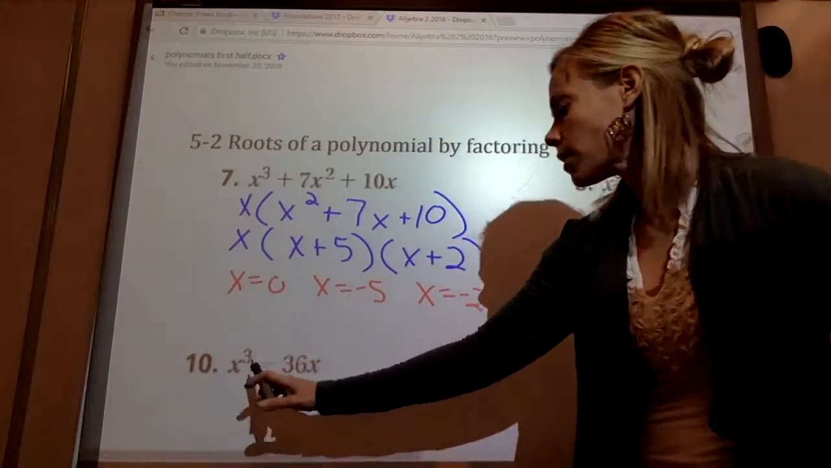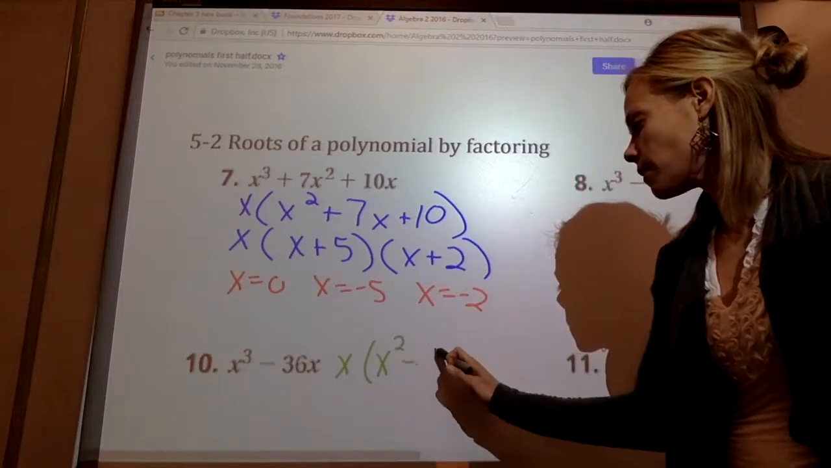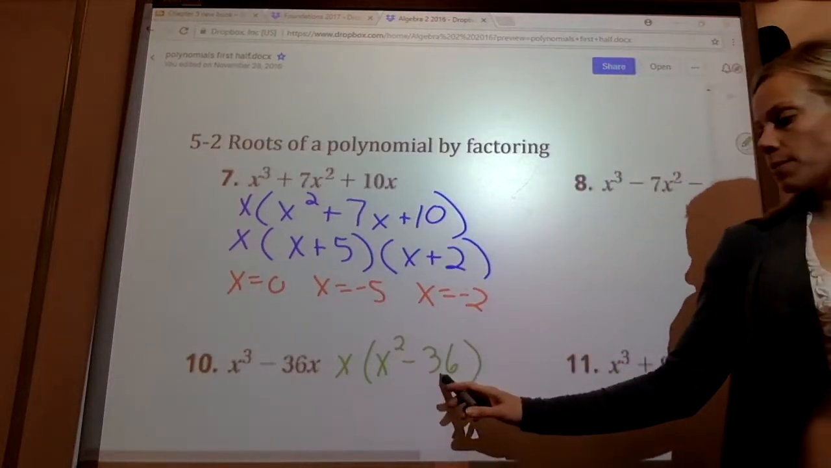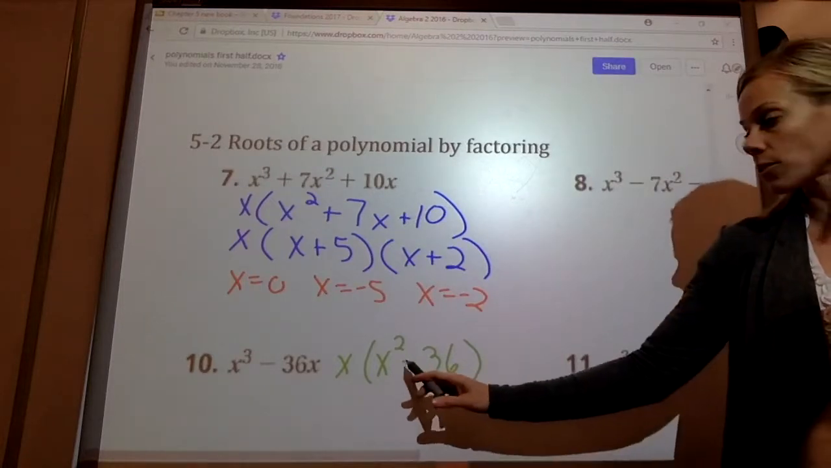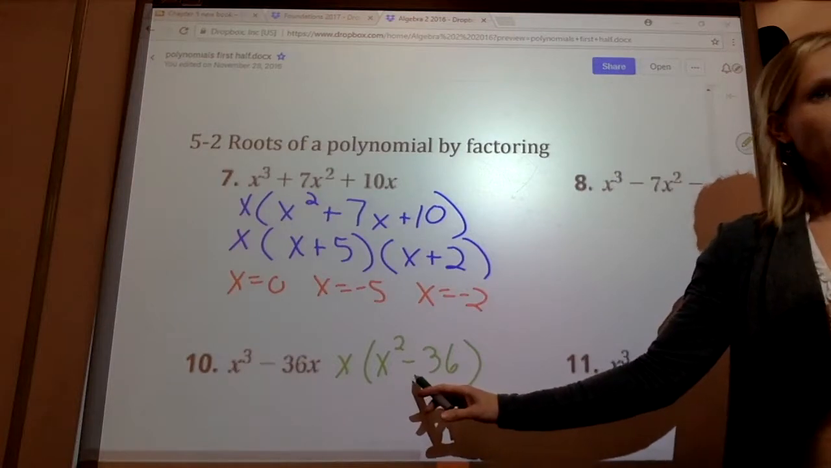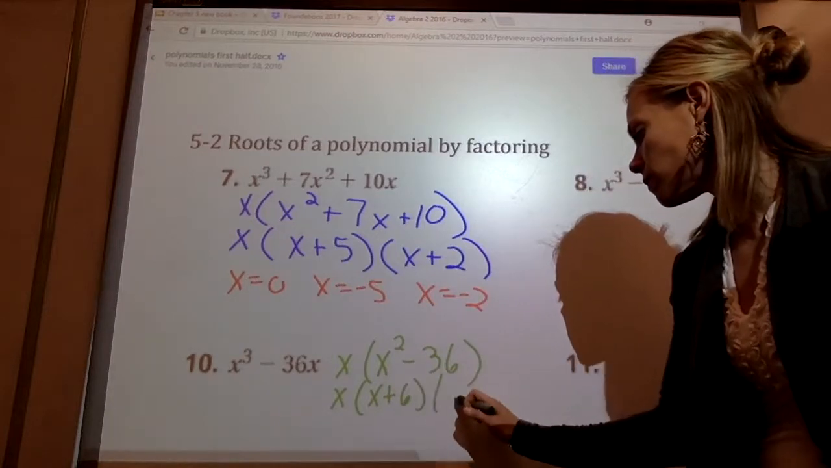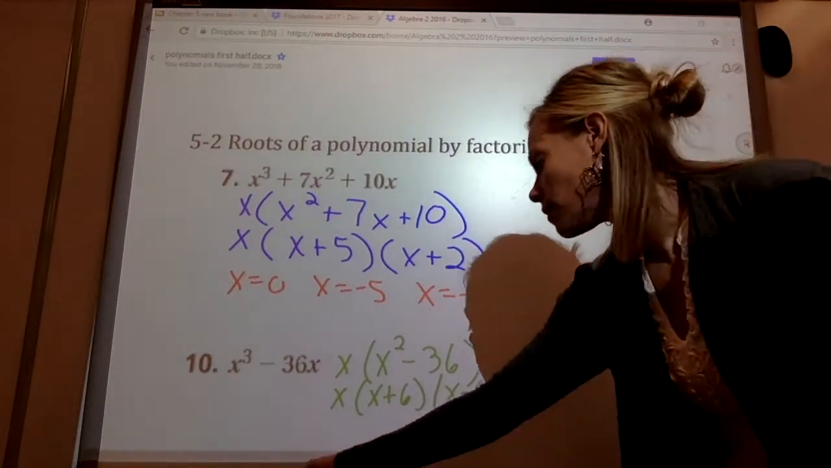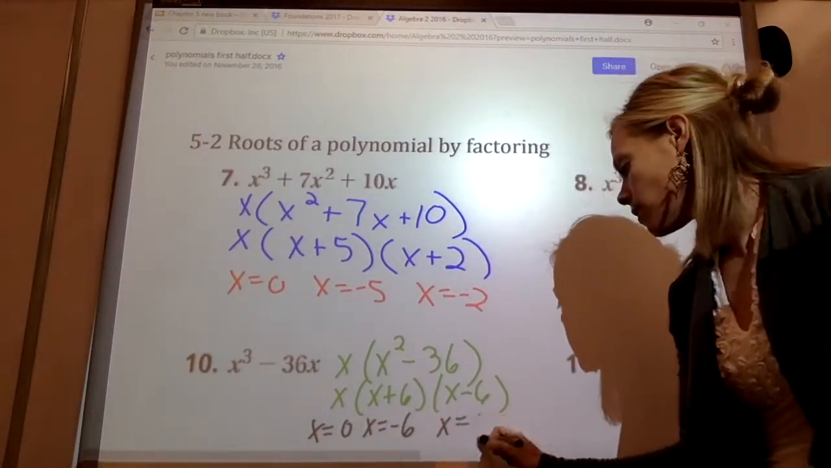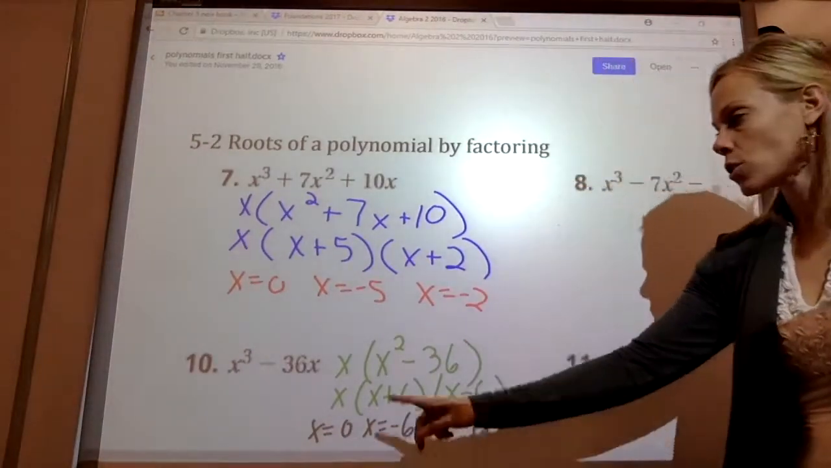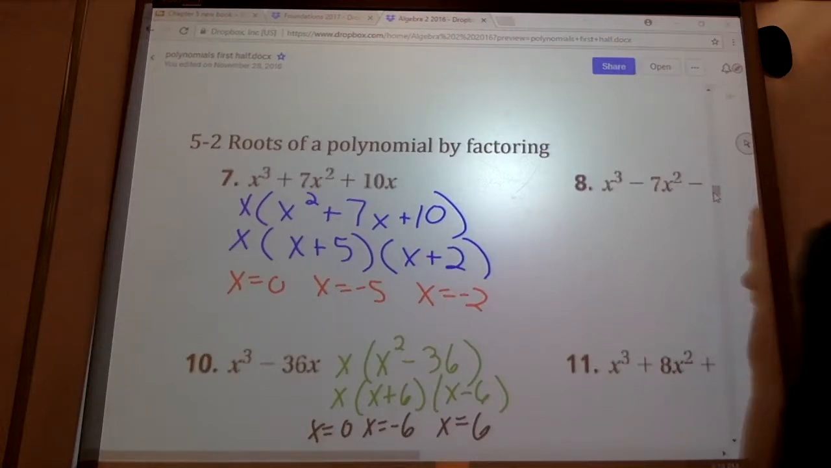Let's do the one below it. What can I factor out? An x. Very good. Factor that. What do I multiply equals -36, but add equals 0? There is no b term there, right? It's 0x, 6, and -6. Very good. What are my roots? 0, -6, and +6. Very good. All right? It's a cubic function, so there better be 3 roots. That's how you check yourself. Make sure you got them all.